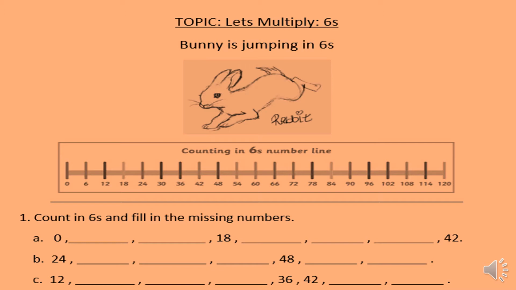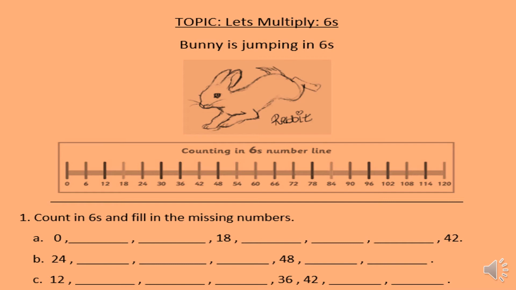Number 1 is the question: count in 6 and fill in the missing numbers. First one is 0. You are starting with 0, so the next number, counting in 6, would definitely be 6. Then the next numbers would be 12, 18 is given, then 24, 30, 36 and 42 is given.